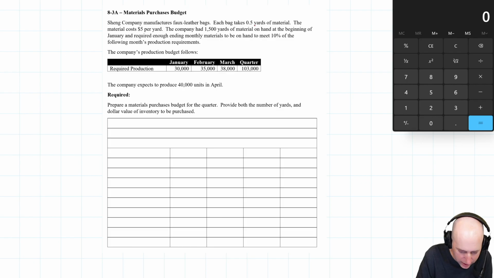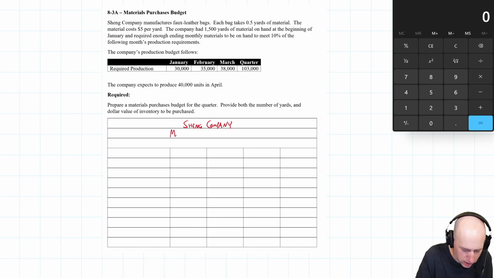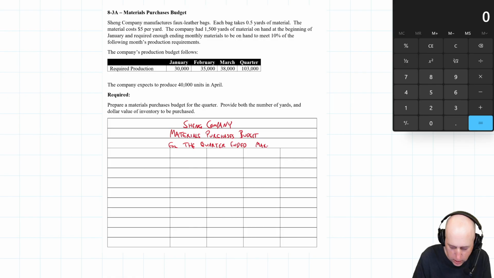So let's start with a title, though. That's very straightforward. Shang Company. And then the name of the budget we're making, materials purchases budget. And then these get dated for the quarter ended, and then the last day of the quarter, which of course is March 31st. The heading again, just the months of the quarter, January, February, March, and quarter.